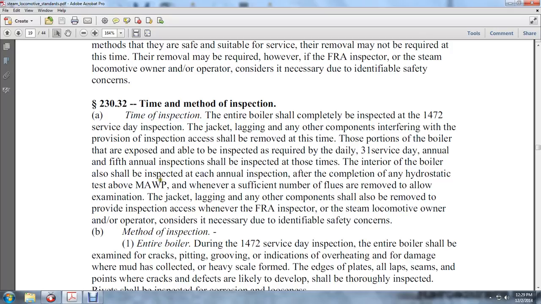For any hydrostatic test at MAWP, a sufficient number of flues shall be removed to allow examination, and the jacket, lagging, and other components shall be removed to provide an inspection area for the Federal Railroad Administration inspector, or whenever the steam locomotive owner and operator consider it necessary to identify safety concerns.